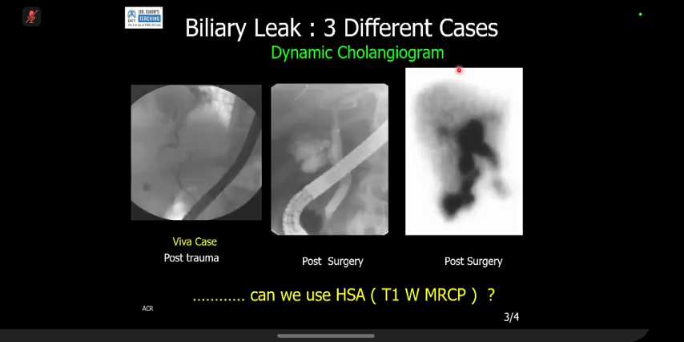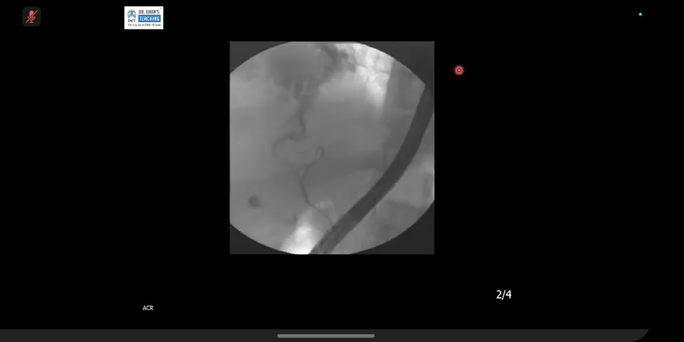So why? On MRCP, what happens is that you have to diagnose that contrast is going from the biliary system outside the biliary system. How can you diagnose? Something which is outside the biliary system will be water, as in high signal. The bile will itself be, you will never convince yourself that this is going out. So you have to do a dynamic cholangiogram. What kinds of dynamic cholangiogram can you do? First, you can do ERCP and there is a leakage there, right?